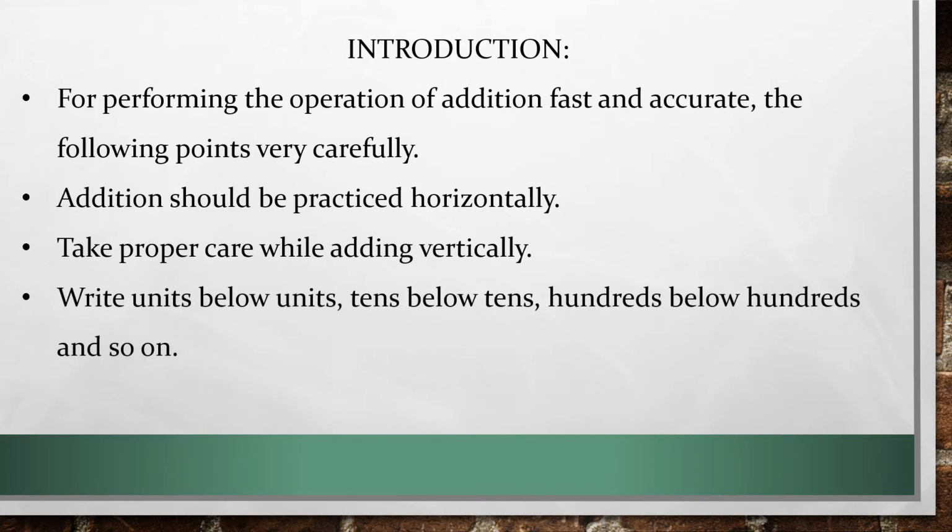Write units below units, tens below tens, hundreds below hundreds, and so on. So if there are 5-digit numbers or 7-digit numbers, you know it might go up till 10 lakh. So you have to be very careful when you're writing down the units. You have to write down the numbers properly. Units की जगह पर units लिखेंगे, tens की जगह पर tens, and so on. So you have to be very careful while placing the numbers horizontally and while adding the numbers vertically. And you should always make a point of writing one unit below the other.